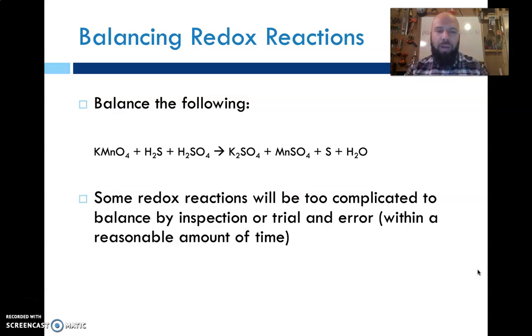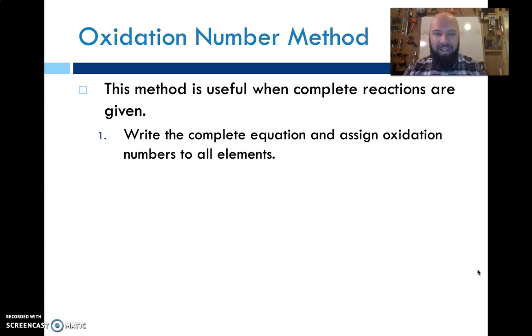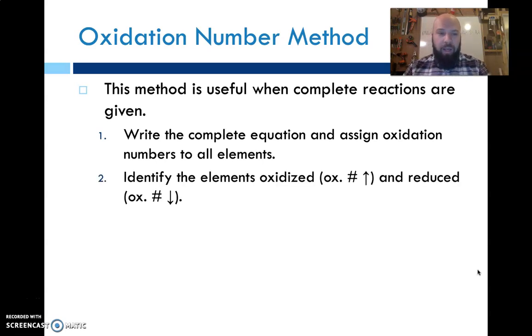Here are the rules for balancing using oxidation numbers. The method is useful when complete reactions are given. So write the complete equation and assign oxidation numbers to all of the elements. Then identify the element that is being oxidized and the element that is being reduced. So if it's an oxidized element, the oxidation number will increase because it has lost electrons, becoming more positive. And if it is reduced, then the oxidation number will decrease because it has gained electrons, becoming more negative.